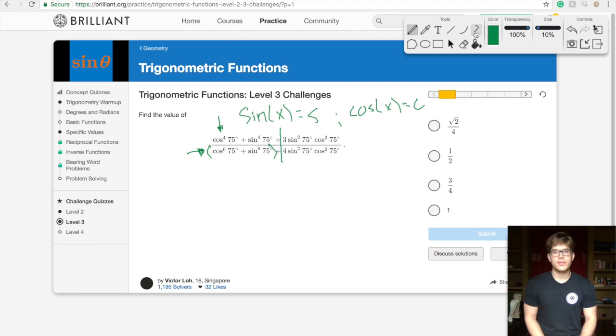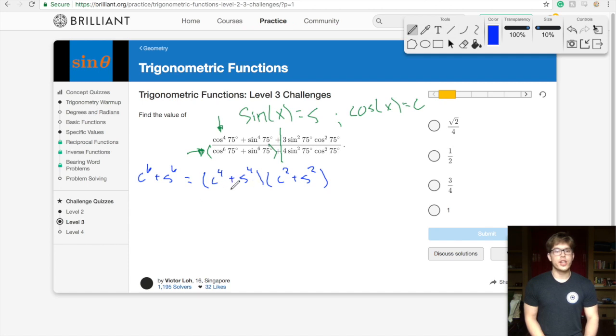Let's get started doing that. So what do I have? Well, I have cosine to the sixth plus sine to the sixth. What does this equal? Well, we could have a cosine to the fourth plus a sine to the fourth times a cosine squared plus a sine squared.